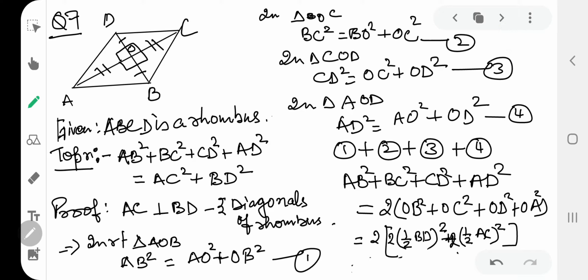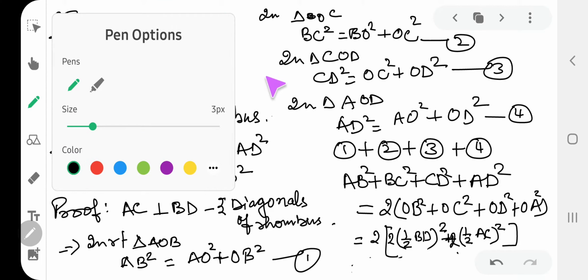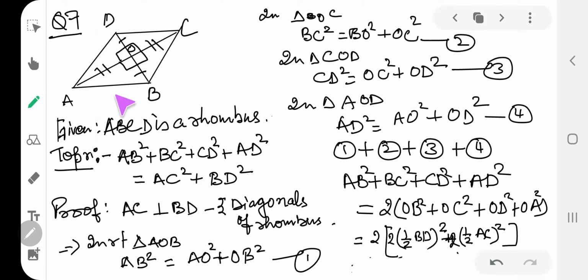This is question number 7 of exercise 6.5, and in this question you are given a rhombus. ABCD is a rhombus, and if it is a rhombus, children, that means AB, BC, CD, DA all are equal. ABCD is a rhombus and AC and BD are its diagonals.